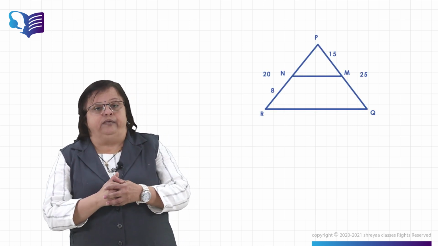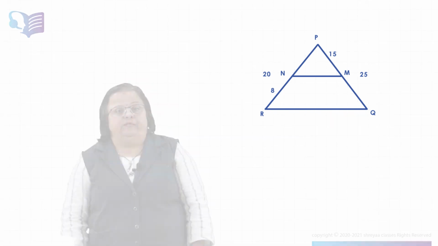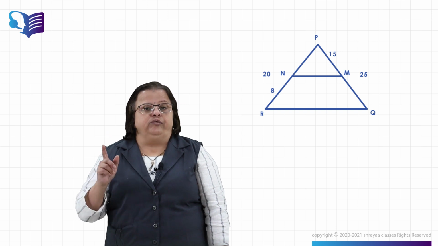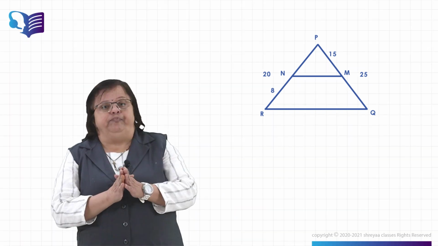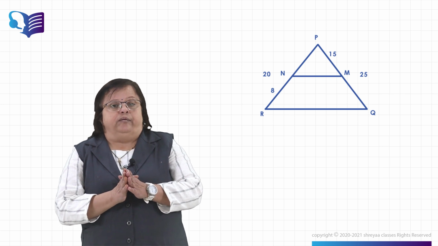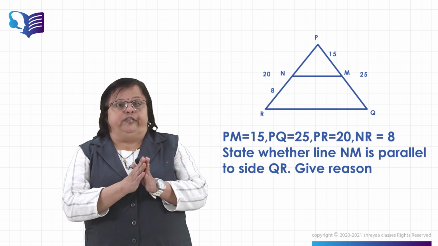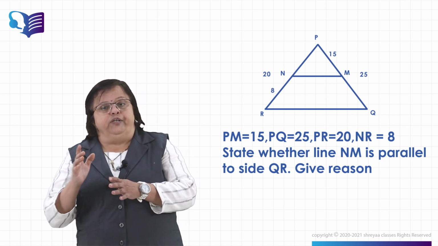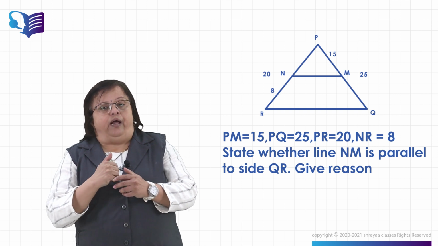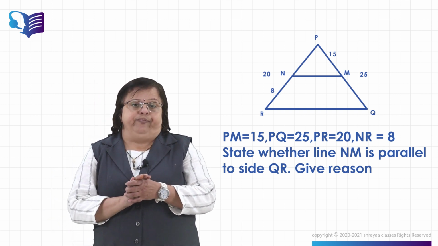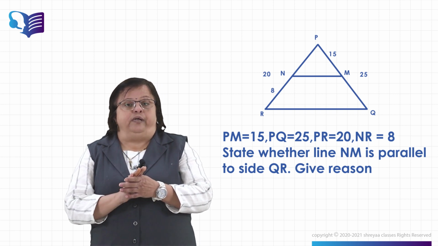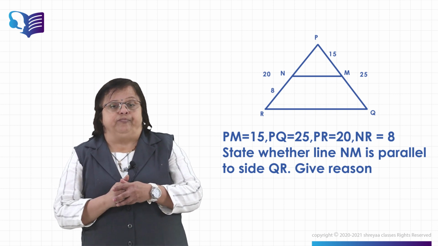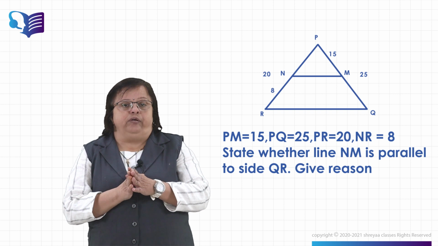Let us consider a triangle PQR. So N is a point on side PR and M is a point on side PQ of the triangle PQR. Then PR is given as 20 and NR is given as 8. PQ is given as 25 and PM is given as 15. And you have to show whether NM is parallel to QR or not. You have to write the reason also. Now let us see how to solve.